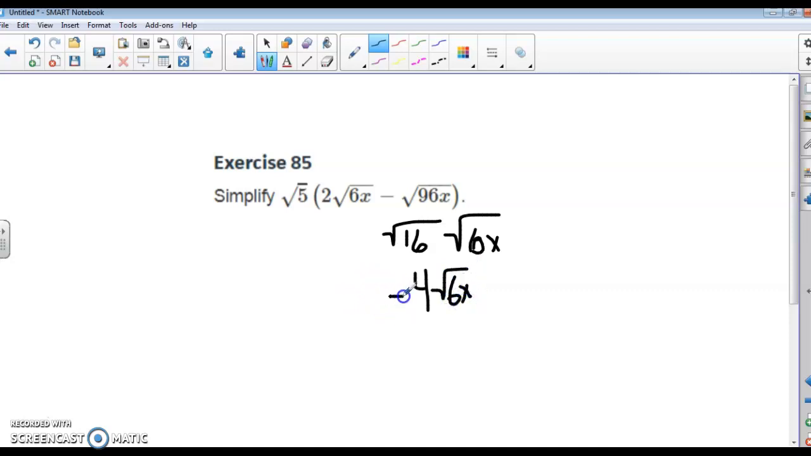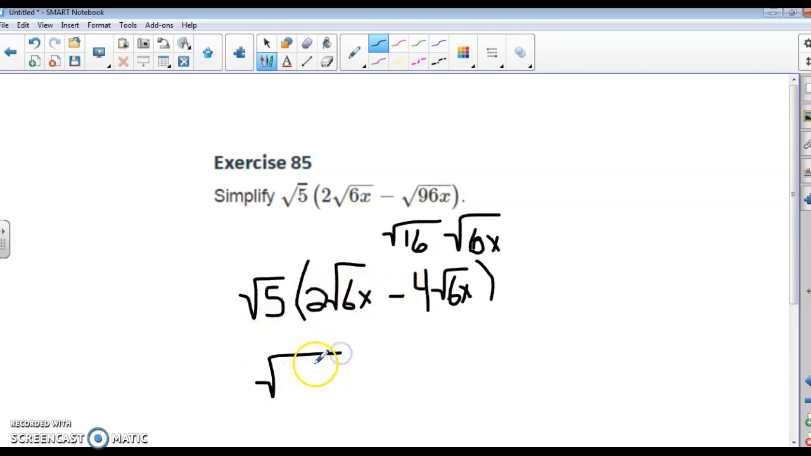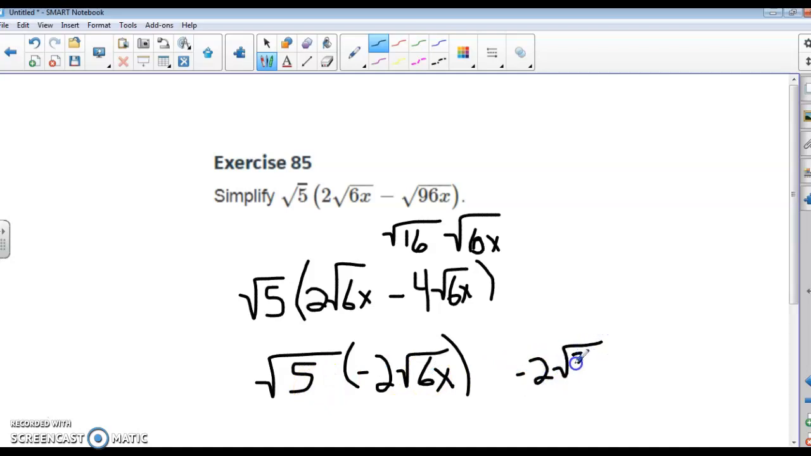All right, so we're subtracting this. And then we have 2 root 6x minus 4 root 6x, and the square root of 5 on top. So I'm going to simplify here. So I get negative 2 square root of 6x. And then when I multiply, I get negative 2 root 30x.